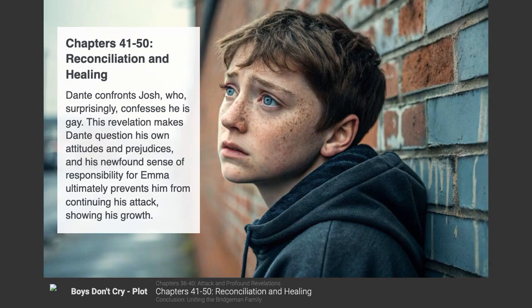Chapters 41 to 50, Reconciliation and Healing. Dante confronts Josh, who surprisingly confesses he is gay. This revelation makes Dante question his own attitudes and prejudices, and his newfound sense of responsibility for Emma ultimately prevents him from continuing his attack, showing his growth.